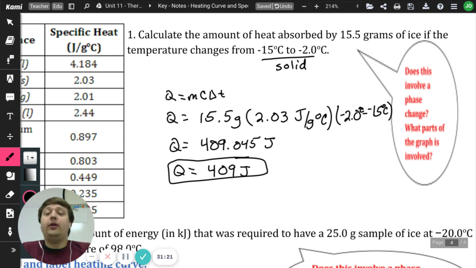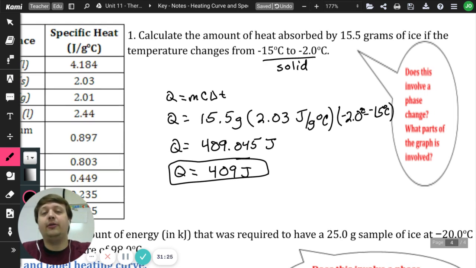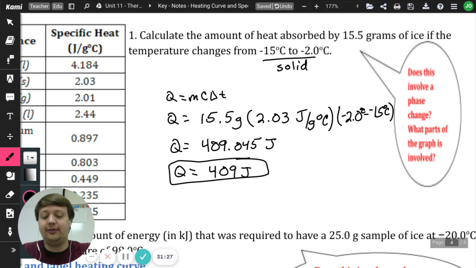All right, so here's what you should have done. First off, you should have recognized that going from negative 15 degrees Celsius to negative 2 degrees Celsius is a solid. It stays a solid. There is no phase change that occurs. And so all I need to do is Q equals MC delta T.